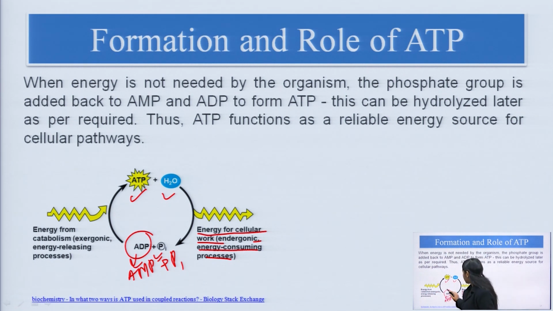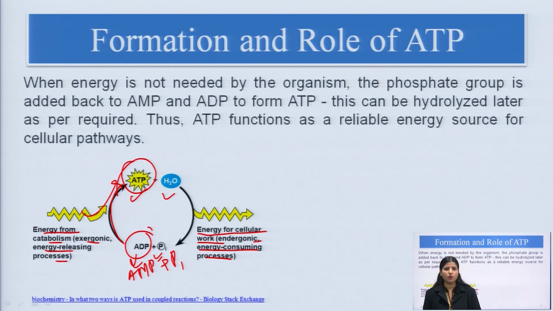Here we can see the cycle is repeated: the ADP can be attached with a phosphate when the energy is not required by the organism and can form the ATP again. So, energy from catabolism, or exergonic energy releasing processes, can also form the ATP, and it can also liberate energy when there is a conversion to ADP. So, this is how the ADP or ATP is formed.